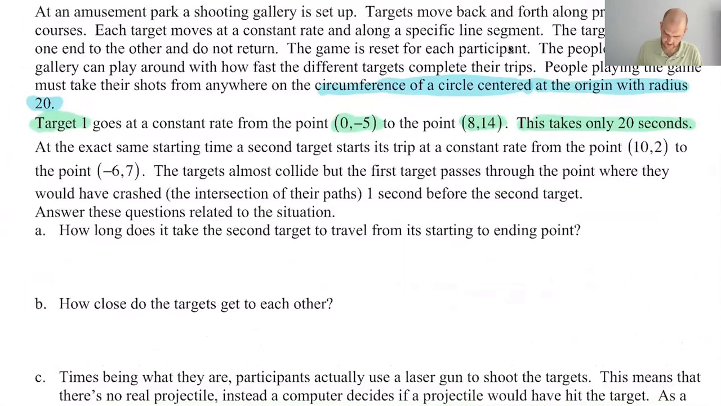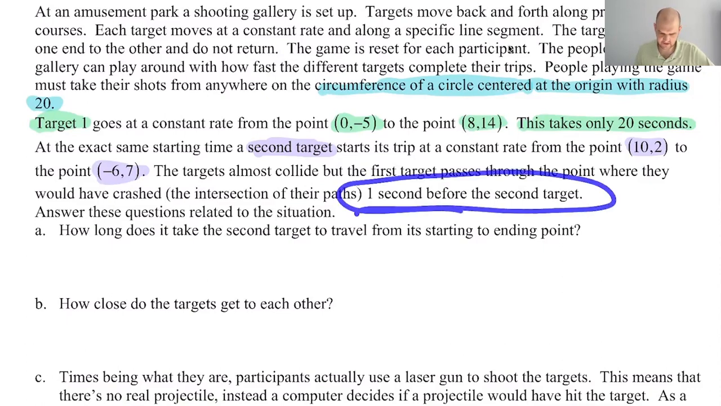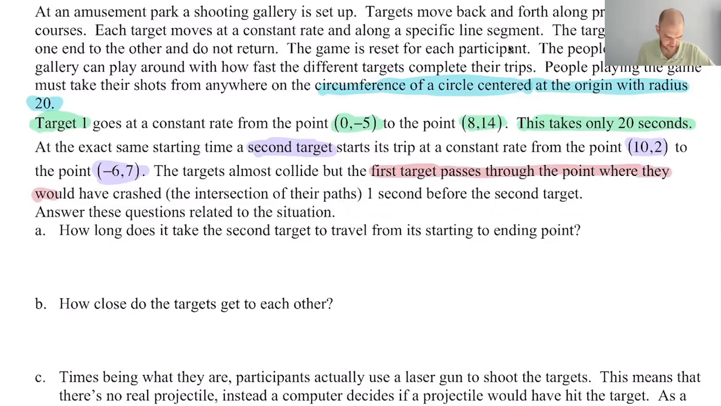Another target. Target 2, the second target, starts at 10.2 and ends at -6.7. All right, so the targets almost collide, but the first target passes through the point where they would have crashed, which is the intersection, 1 second before the second target. So we need to think that through. First target passes through the point where they would have crashed 1 second before the second.